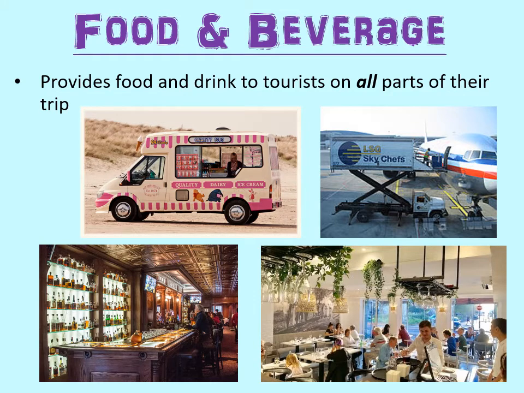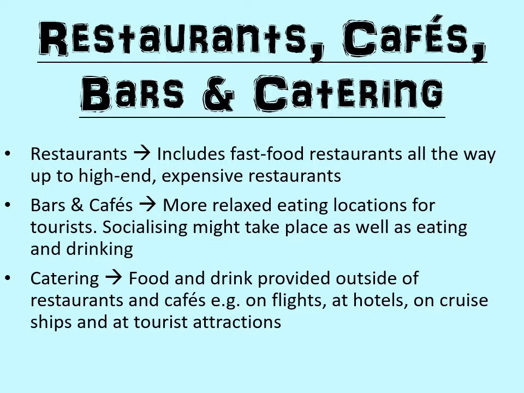Okay, the third sector we've got is the food and beverage sector. Really important, because this provides food and drink to tourists on all parts of their trip, and it would be a pretty rubbish holiday if you couldn't get food and drink. So the biggest part of this sector is restaurants, cafes, bars and catering. Restaurants start at fast food restaurants, really cheap, McDonald's, Burger King, all the way up to high-end expensive restaurants, Michelin star restaurants, where you may be paying £50 for a certain course.